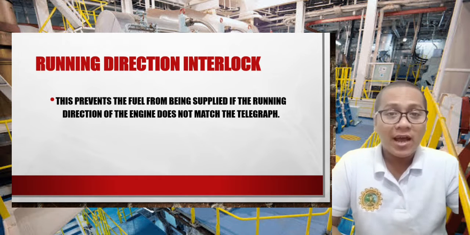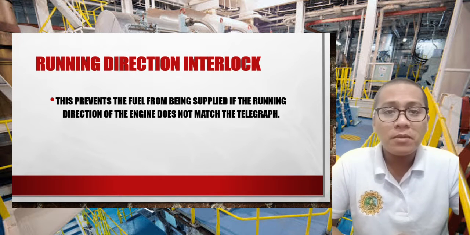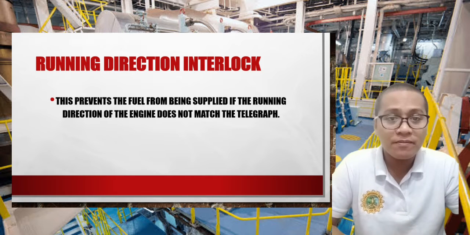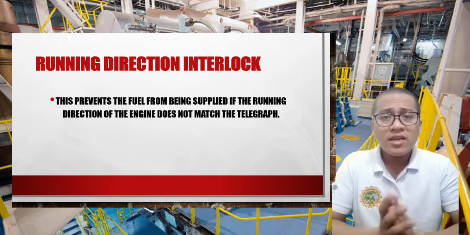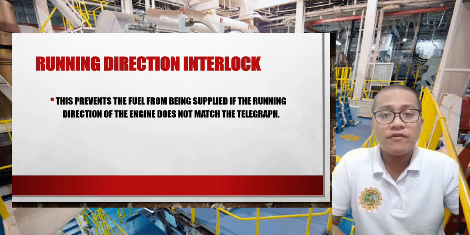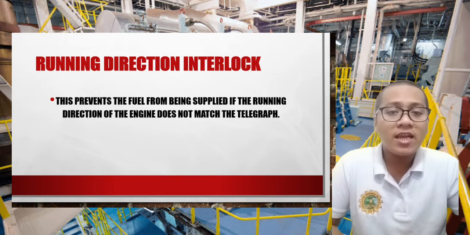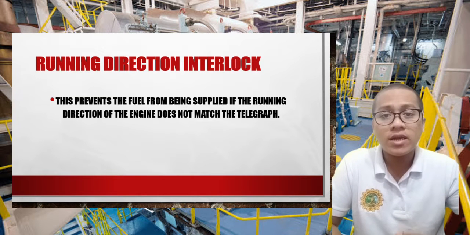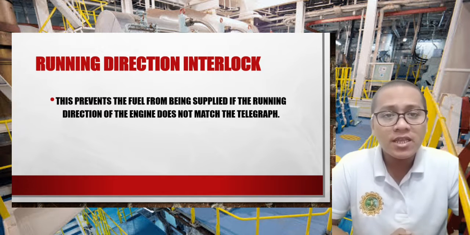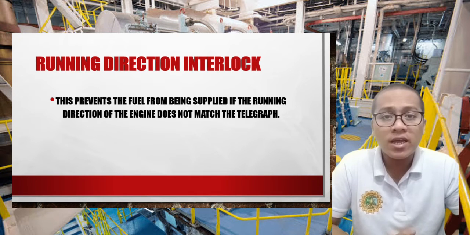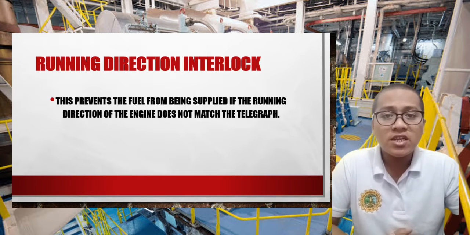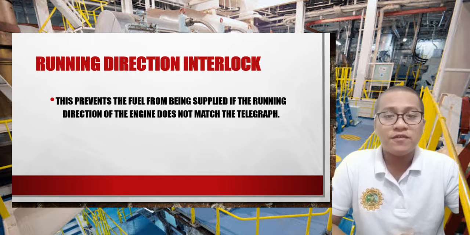Running direction interlock. This prevents the fuel from being supplied if the running direction of the engine does not match the telegraph. So the running direction interlock is an essential feature that prevents the injection of fuel to the engine when the telegraph doesn't synchronize with the running direction of the engine. This is an important application in crash maneuvering, when the starting air is used to apply brakes on the engine by reversing the operation.